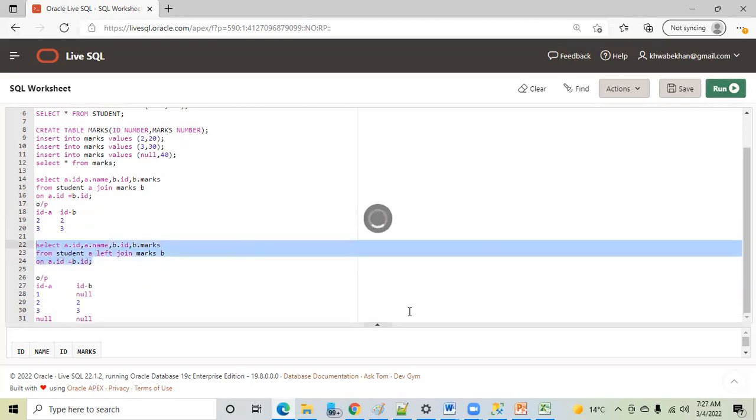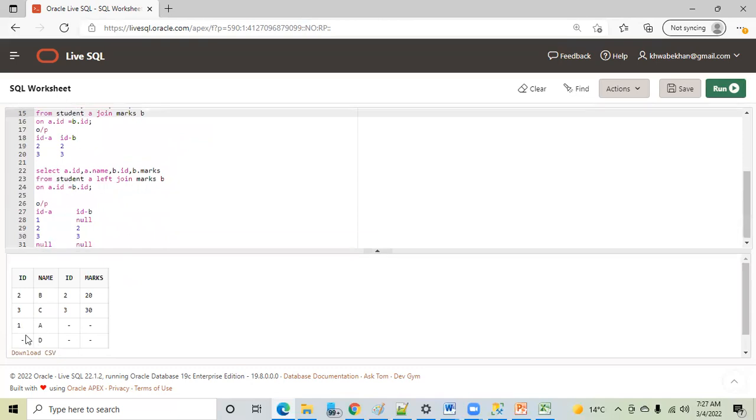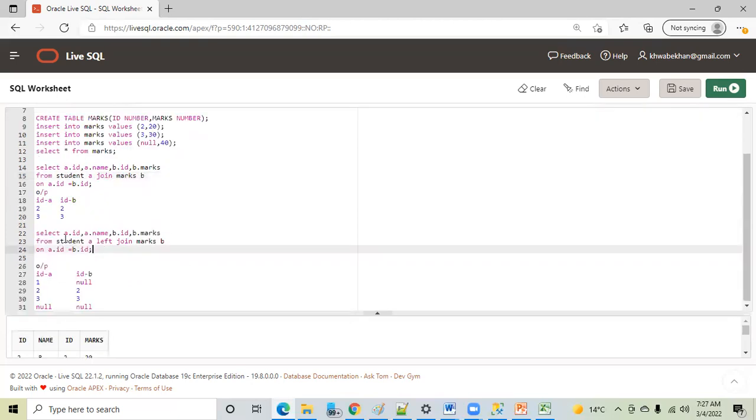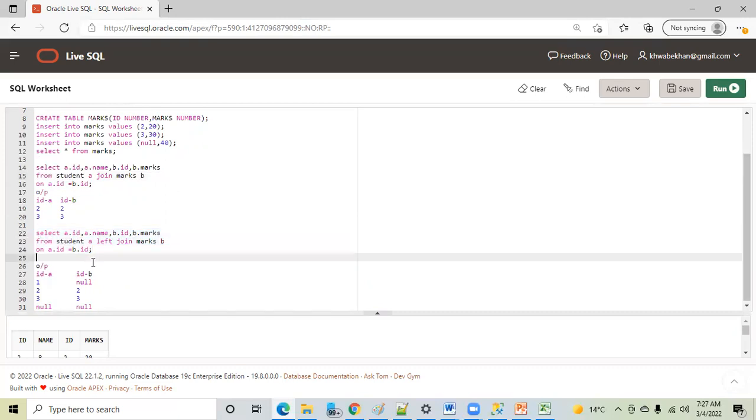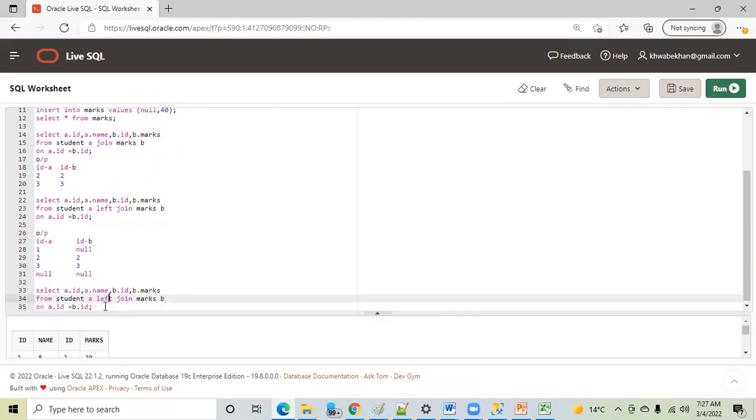Let me execute this. Now please verify this. It's the same. 1 and ID is null. 2, 2, 3, 3. Null, null. Okay, this is also correct. You guys have given the right answer. Right join.